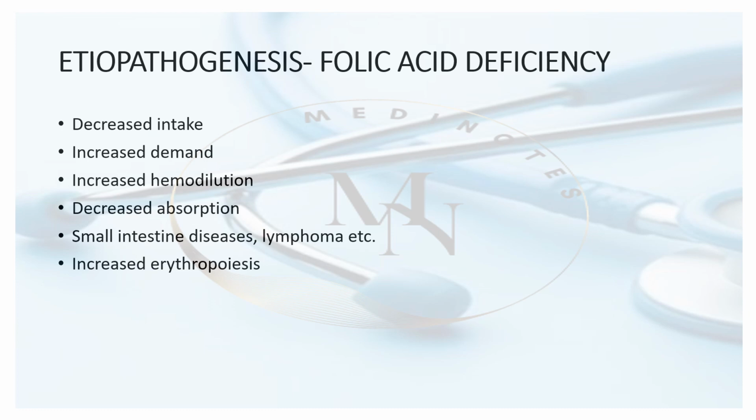Decreased absorption, we already dealt with in the etiopathogenesis of vitamin B12 also. That is, decreased gastric acid, peptone, and intrinsic factor is one reason, and the other is the decreased surface absorption area. The next is small intestine diseases, lymphoma, etc. Then we have increased erythropoiesis.